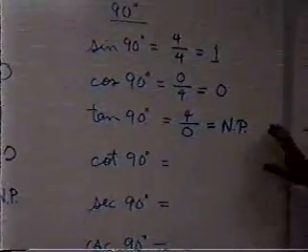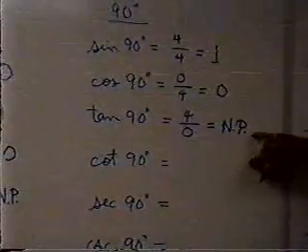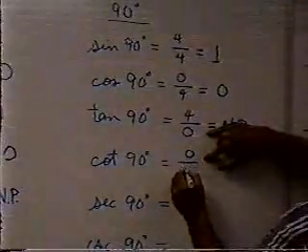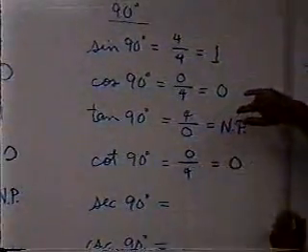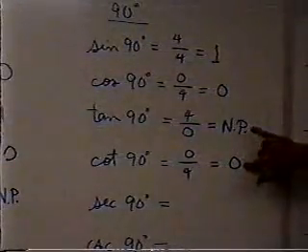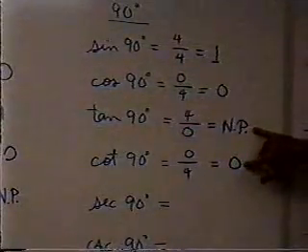Now, let's learn to work from there. What is cotangent? If it's not possible, it's the 0 on the bottom, so when it switches, it's the 0 on top, and therefore the answer is 0. The reciprocal of 0 is not possible. The reciprocal of not possible is 0.